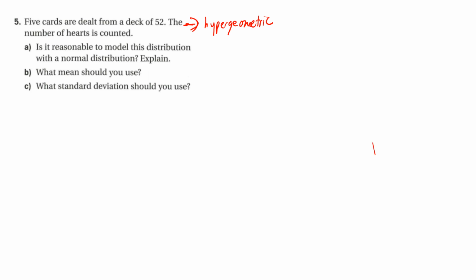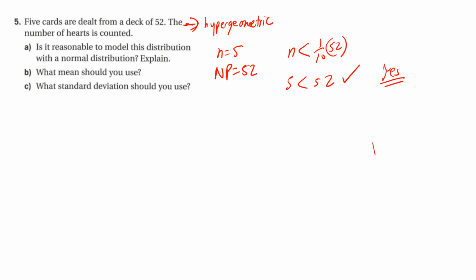So n is equal to 5. The number of cards is 52. Is n less than 1/10 of 52, right? Is 5 less than 5.2? Yes, it is. Okay, so it's going to give us a fairly decent approximation.